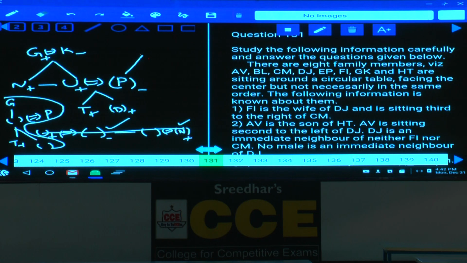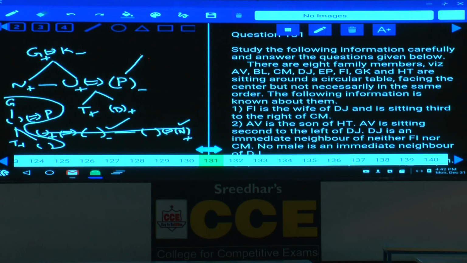Now question numbers 131 to 134. How many persons are there? There are 8 persons, AV, BL, CM, DJ, EP, FI, GK and so on. 8 persons, and they are seated around a circular table facing the center, clearly given, isn't it? 8 persons are facing the center. Then the following information is known.